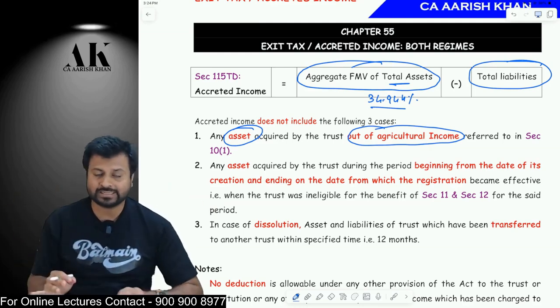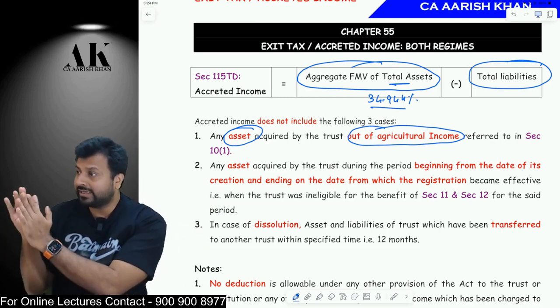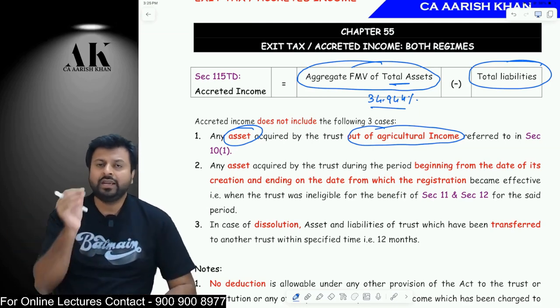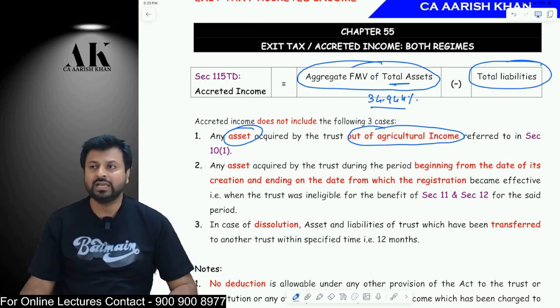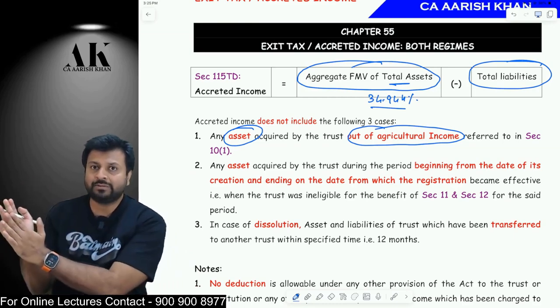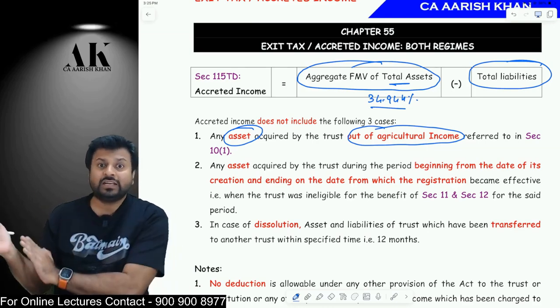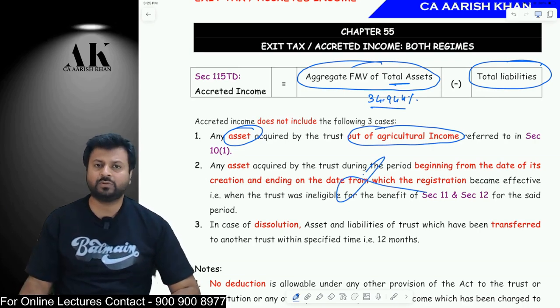Second, if you have purchased any asset or if you have incurred any liability from the date of creation of the trust till the date of registration. Say for example, in 2006, your trust was created, and in 2010, you got the registration under 12AA, 12AB, whatever it is. So any assets and liabilities which are purchased or incurred between 2006 and 2010, that is before the registration was granted, should not be taken in accredited income. This is what this point wants to tell us.